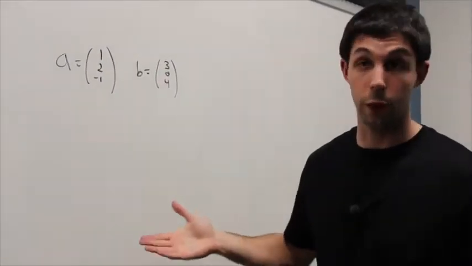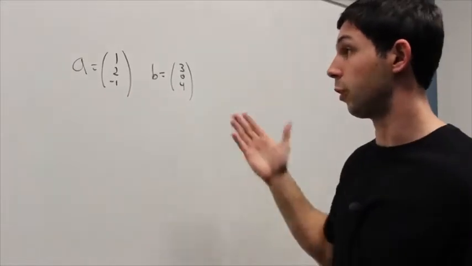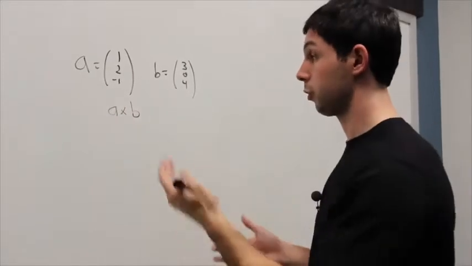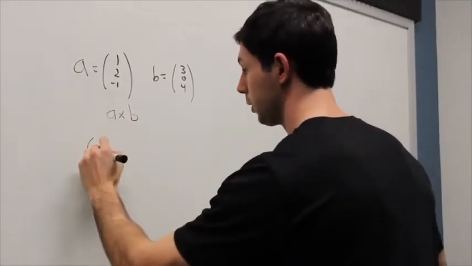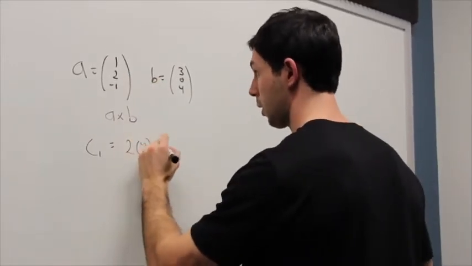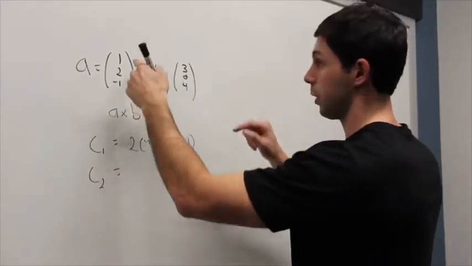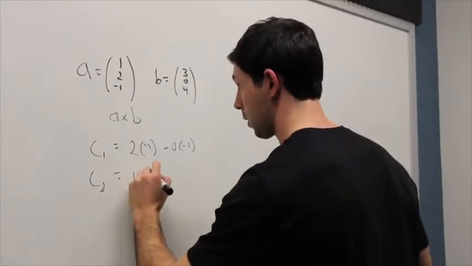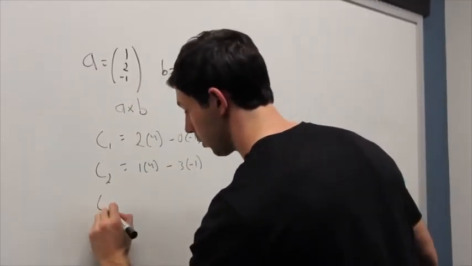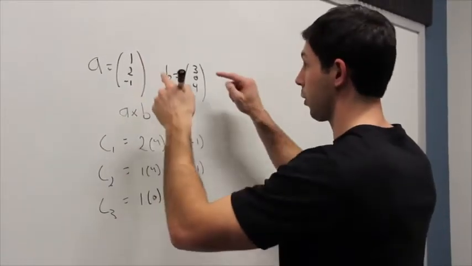So let's do another example with numbers. Let's say vector A is 1, 2, negative 1, and B is 3, 0, 4. To take A cross B, we need to figure out all of the components. So the first component, C1, is going to equal 2 times 4 minus 0 times negative 1. The second component is going to be 1 times 4 minus 3 times negative 1. And the last component, C3, is going to be 1 times 0 minus 3 times 2.